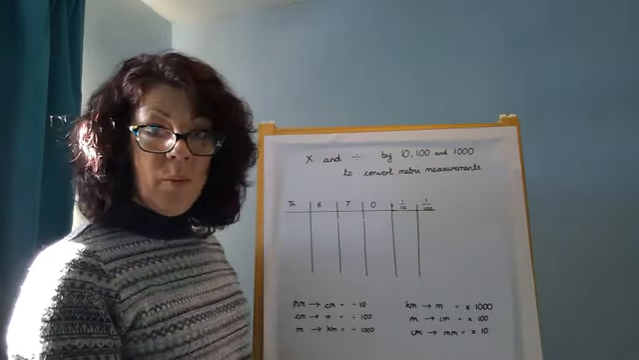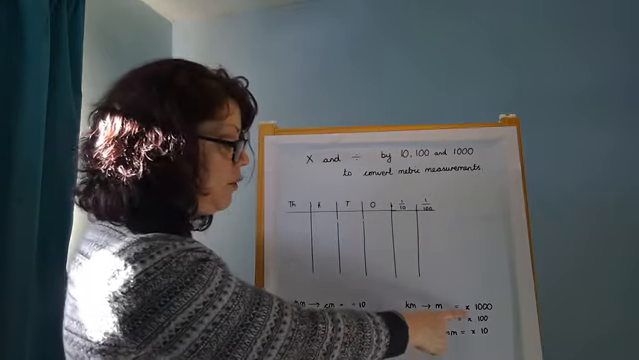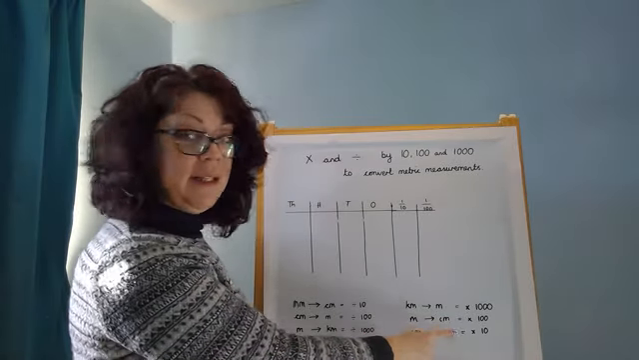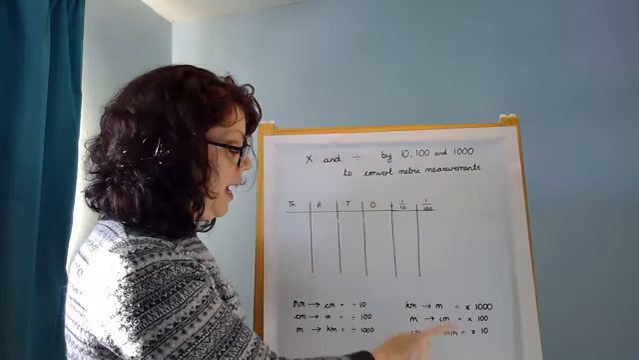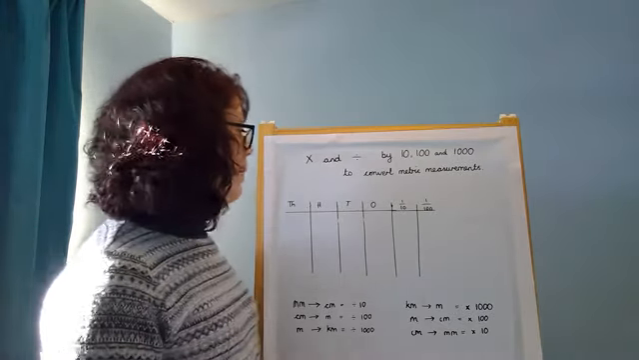That then works the opposite way. If I've got kilometres and I want to change them into metres, I multiply by 1000. If I've got metres and I want to change them into centimetres, I times by 100. And if I've got centimetres and I want to change them into millimetres, I would times by 10.